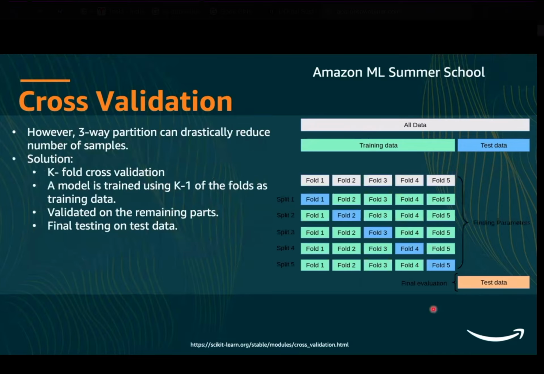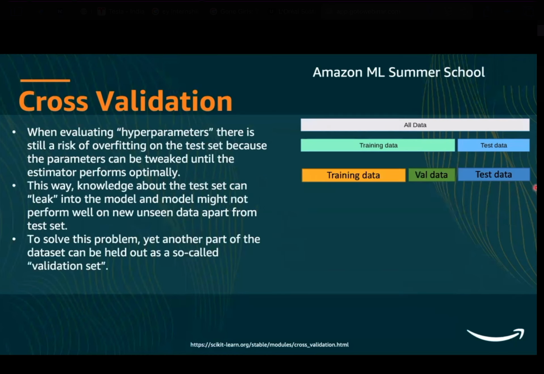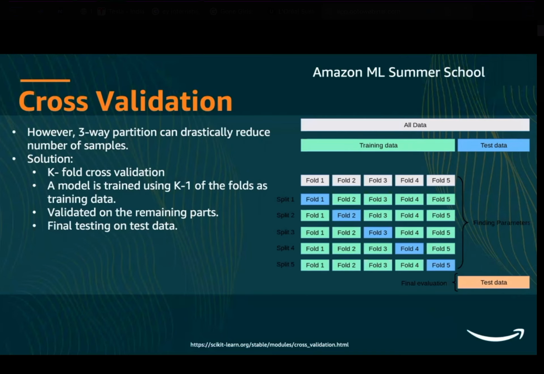Now, a test set is still held out for the final evaluation, right? The issue with this kind of approach is, since you are dividing into 3 parts, the number of training samples would reduce drastically, right? And hence, when you perform the hyperparameter tuning on this validation data and perform on test data, the performance might not be as good, right? So what you do in this case is you do a k-fold cross validation.